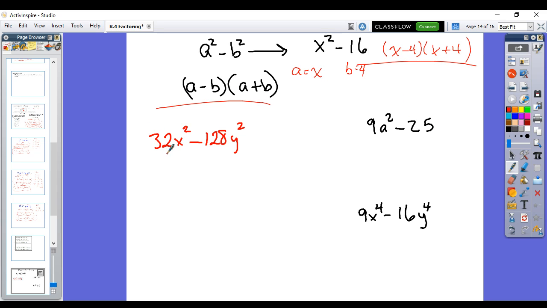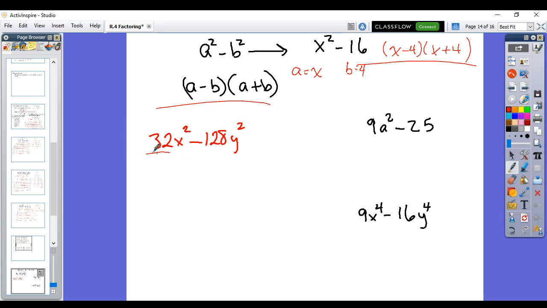Does 32 have a square root? No. Does 128? No, it does not. But what we can do is factor this down even more. So what can go into both of these evenly? What can we take out of these?